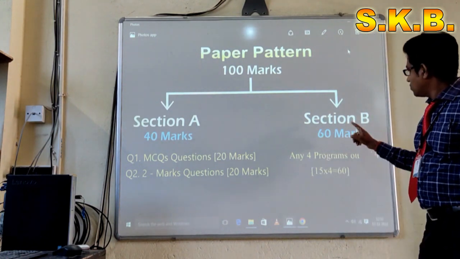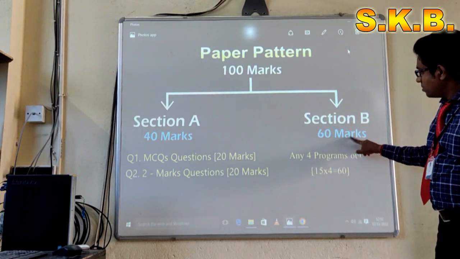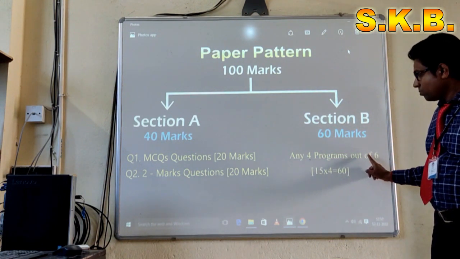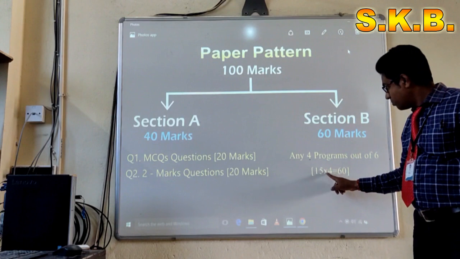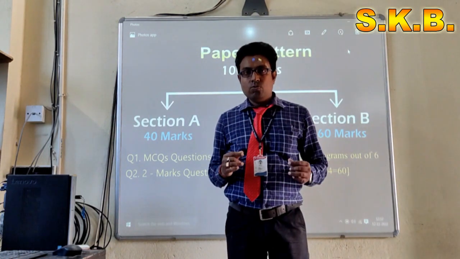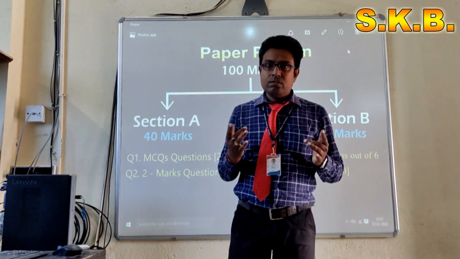Now Section B: there is no change made by the council. All the things remain the same. Any 4 programs out of 6 you have to attempt, so 15 into 4 is equal to 60. Total marks 60. I ask everybody to watch my video till the end.